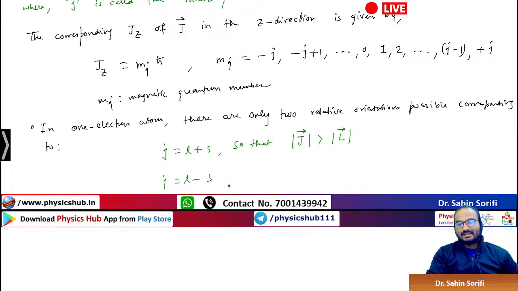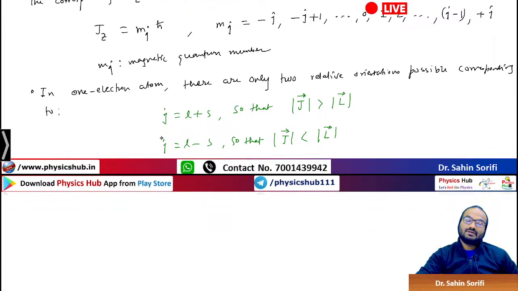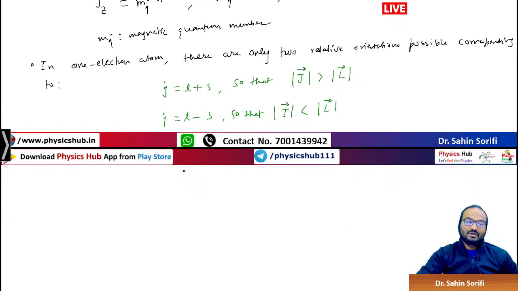So, we can say that for this case, the magnitude of j will be less than the magnitude of l, because small l is directly related to capital L. This quantum number is angular momentum. The magnitude of capital L and capital J depends on small l and small j. Now, what is the meaning of this? J is equal to L plus S, J is equal to L minus S.